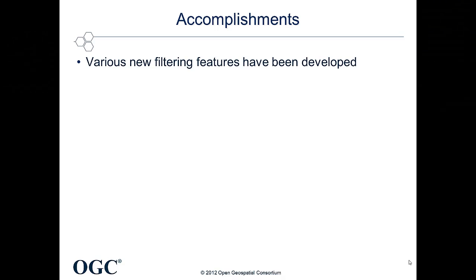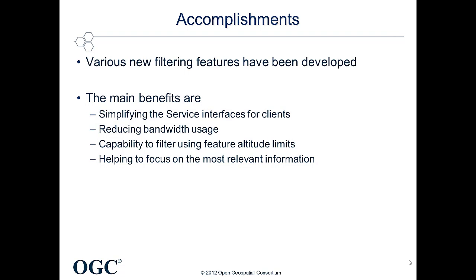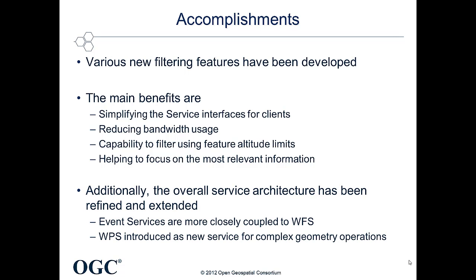Within OWS-9, various new filtering features have been developed. The main benefits are simplification of the service interfaces for clients, for example using stored queries and AIXM features as geometry operands, reducing the used bandwidth, for instance through selective metadata retrieval, and the capability to filter using feature altitude limits.